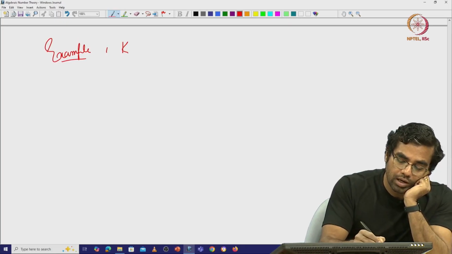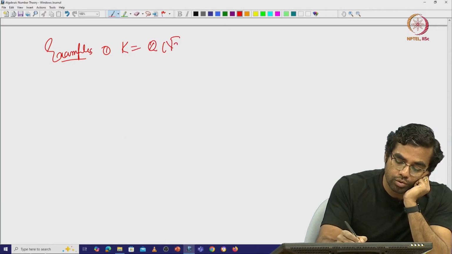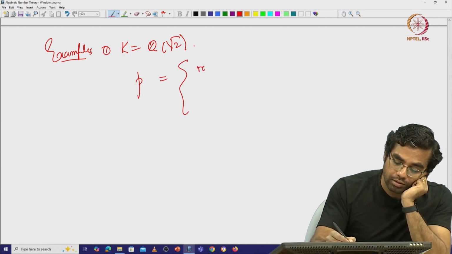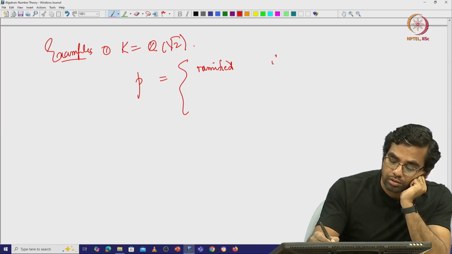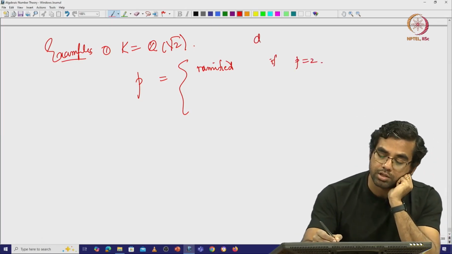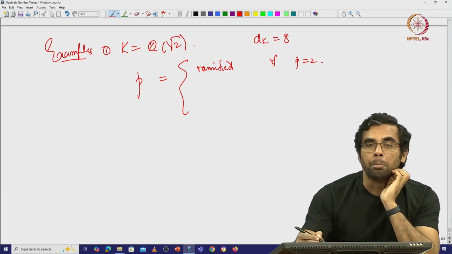Let us say K is equal to Q(square root of 2). So, P is ramified if P is equal to 2. What is the discriminant in this case? It is 8.